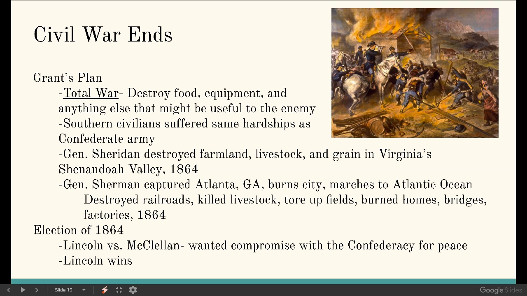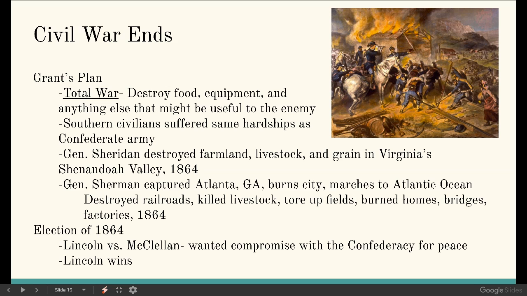Now, eventually, the war does come to an end. And one of the reasons for this is that strategy that we mentioned at the beginning for the North to try to choke out the South. And they're going to do this with a strategy called total war. This is Grant's plan, Ulysses S. Grant. And the plan is to destroy food, equipment, and anything else that might be useful to the enemy.